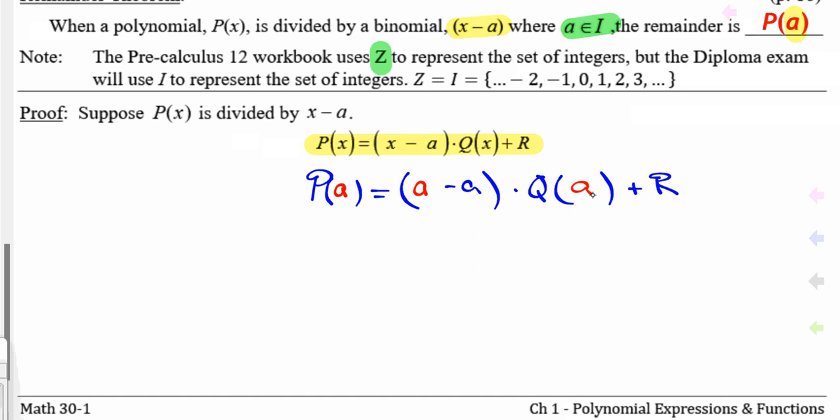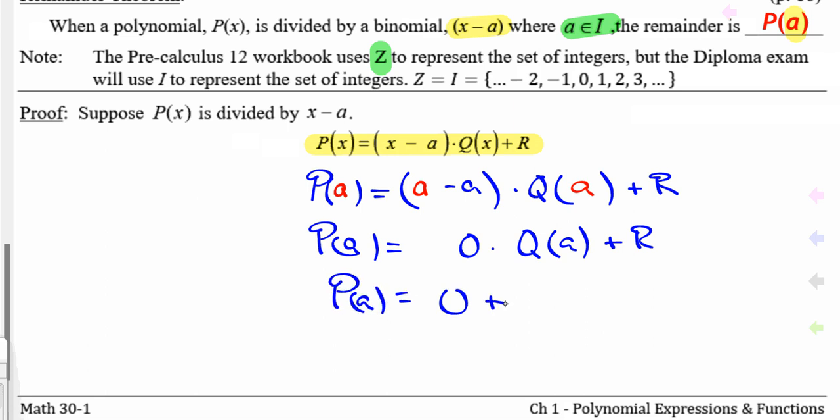So on the left, I'm just going to have this P of a continuing down. But on the right, if I do a minus a, what do I get? 0. Doesn't matter what a is, it's always going to be 0 when I subtract a minus a. And what's 0 times anything? 0. So notice we're applying these properties of math. Something subtract itself is 0. 0 times anything is 0.